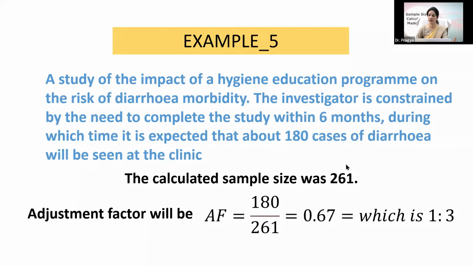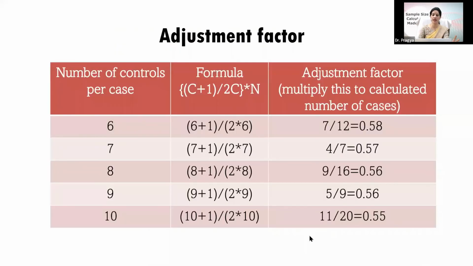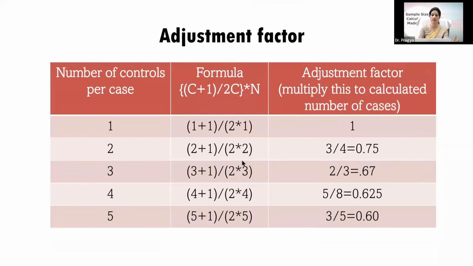The required calculated sample size was 261. But the investigator knows that he can have only 180 cases. So the multiplication factor is 0.67, which we got. So this 0.67 matches with this. You can see this. So that person needed 3 controls per case. If the investigator takes 3 times the number of controls, then he can adjust for the lower number of cases. Did you get this?